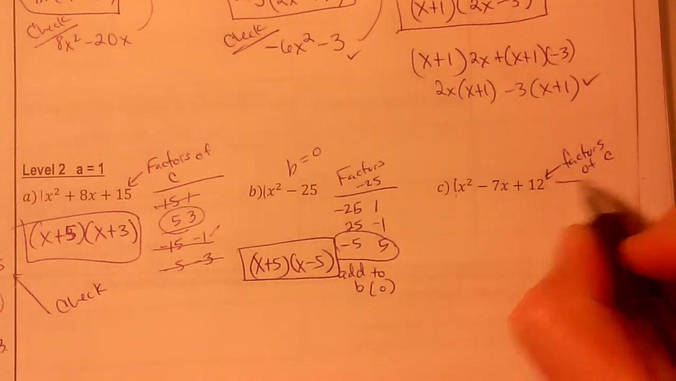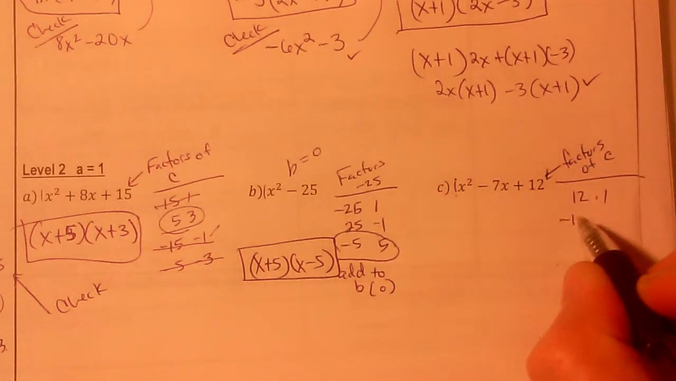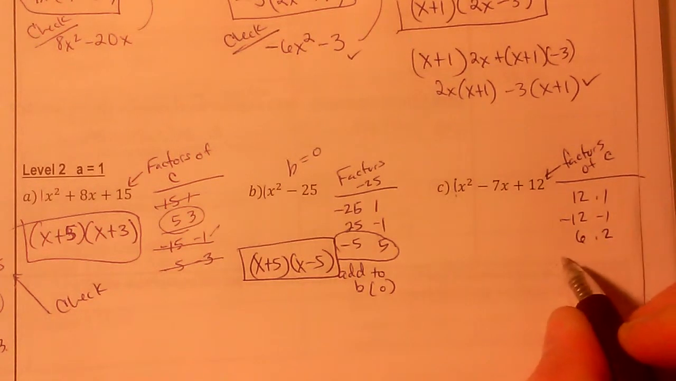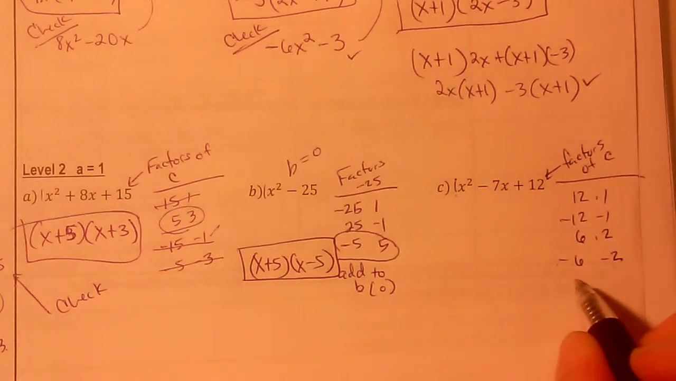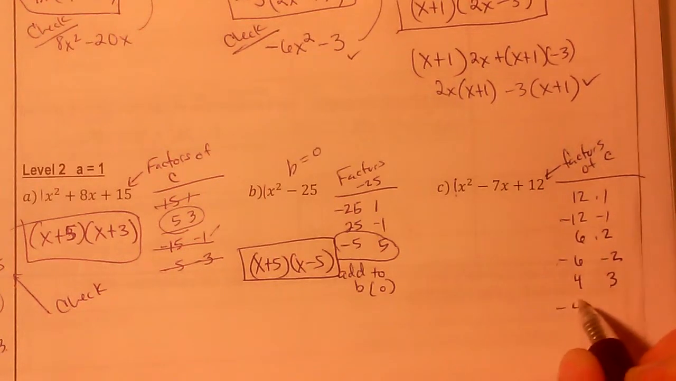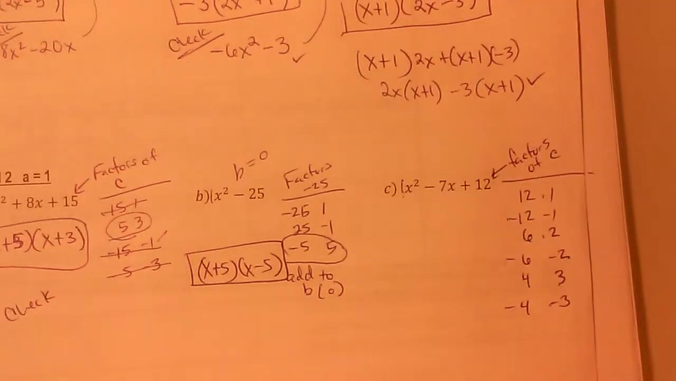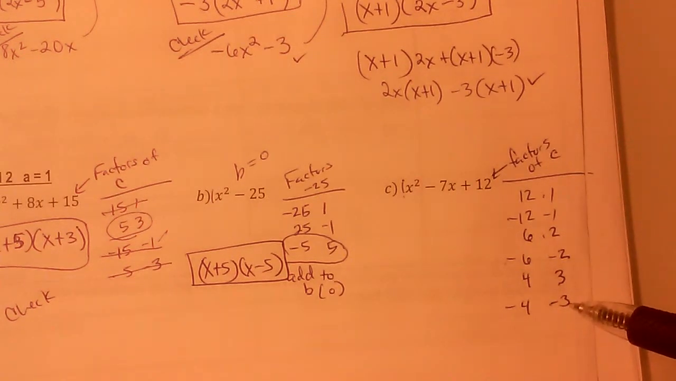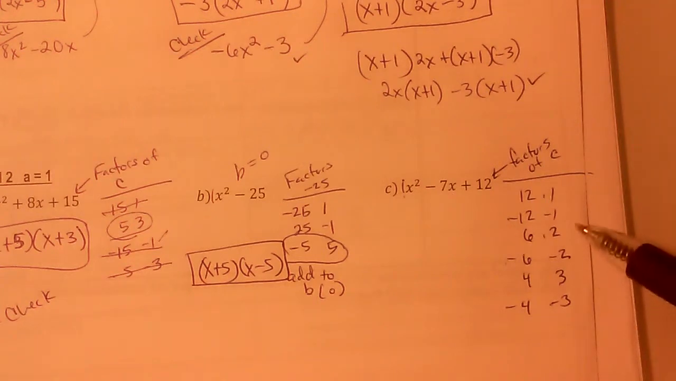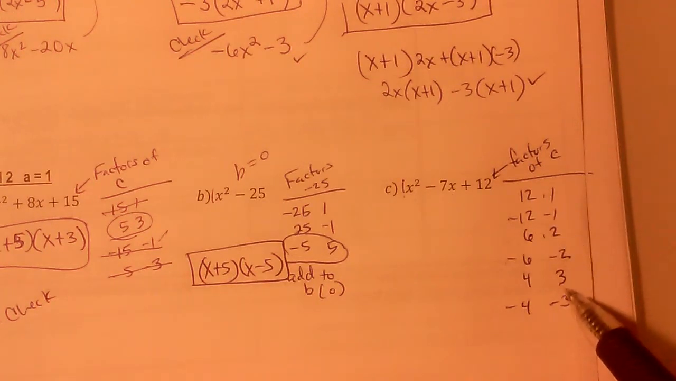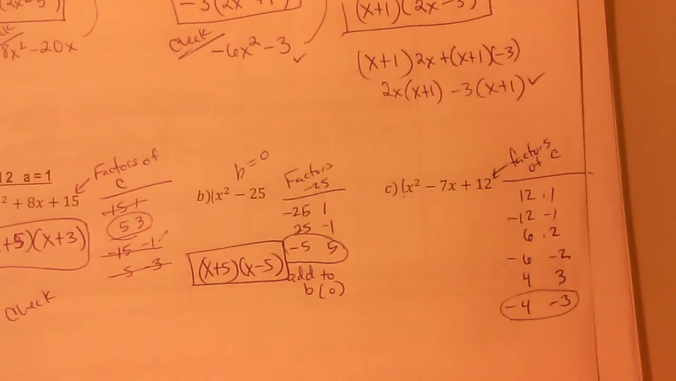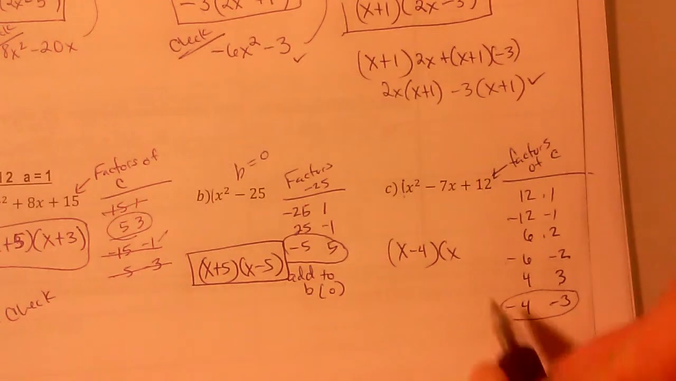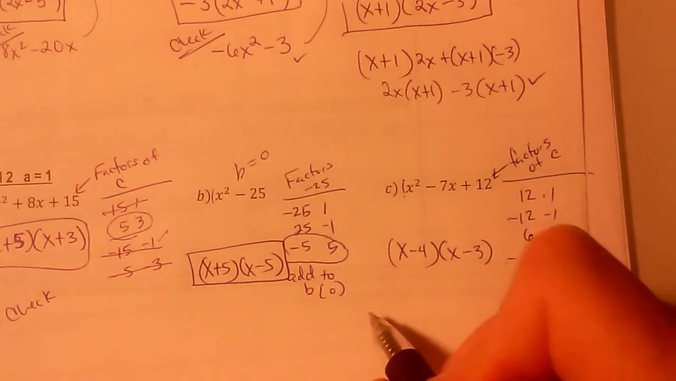Take a look at my list. Got 12 times 1, negative 12 times negative 1, 6 times 2, negative 6 times negative 2, 4 times 3, negative 4 times negative 3, and those are all of my factors. Which of these adds to negative 7? It just happened to be the last one. So my structure here would be x minus 4 times x minus 3, and then I can check using the double distributive property.